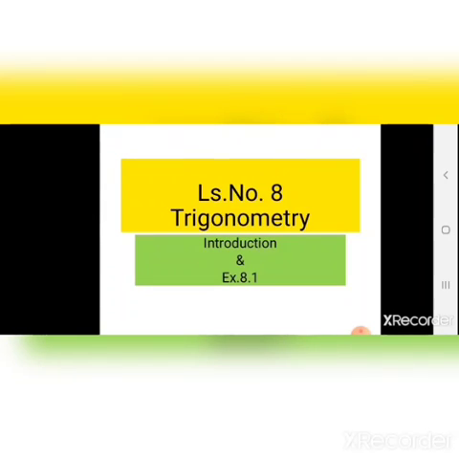This is a very new concept to you all. In Standard 9, many new concepts you have seen. Trigonometry is among that. First, let us see what is the meaning of trigonometry.